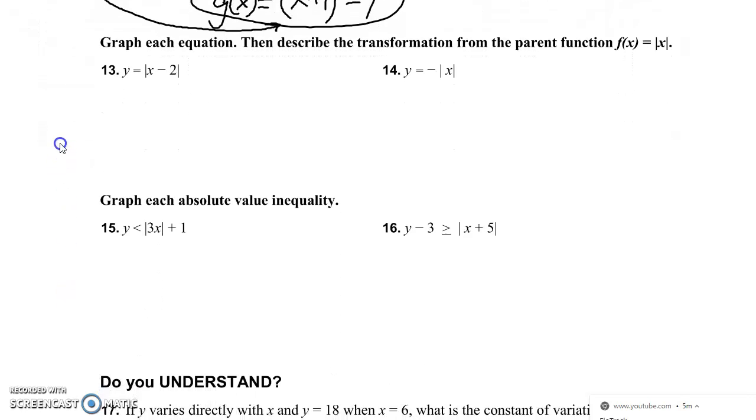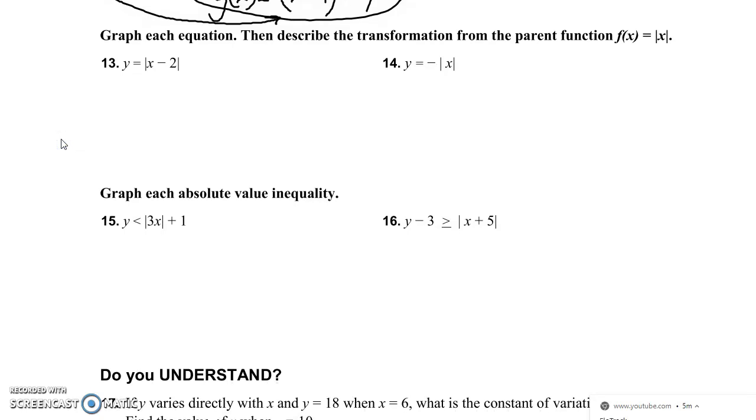And then number 13 to 14, it says graph each function and tell us what the translation is. We're not going to ask that. We're just going to ask you what the transformation or translation is. And this is actually going to be, because it's a negative 2, remember, the opposite of a negative. It's going to be plus 2, to the right, because it's an x. And there's nothing out here for the y, so you don't have to worry about that.